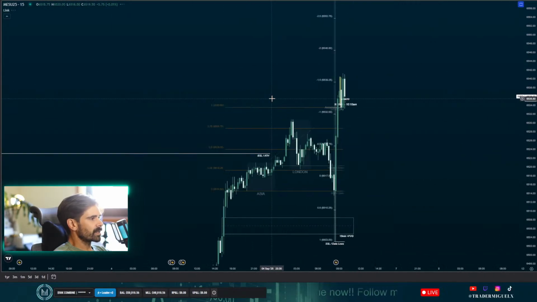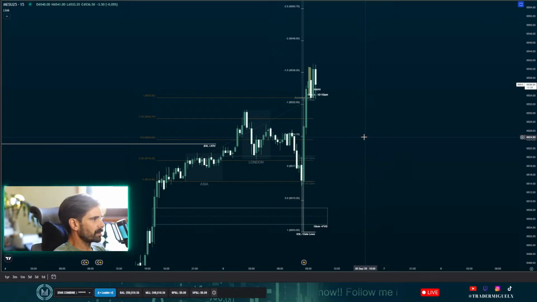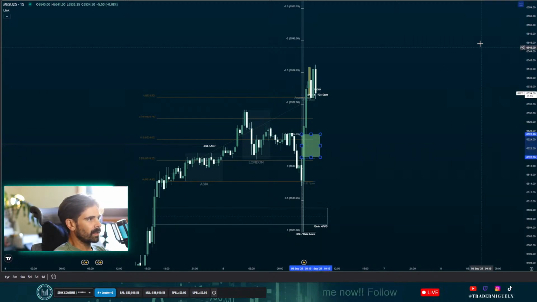Let me just check the 15-minute time frame here. Yeah, we have this bullish fair value gap here. I will mark this as well. So 15 minutes.